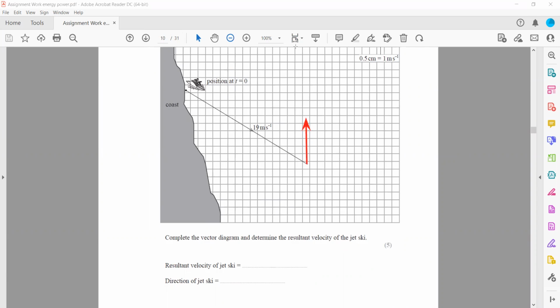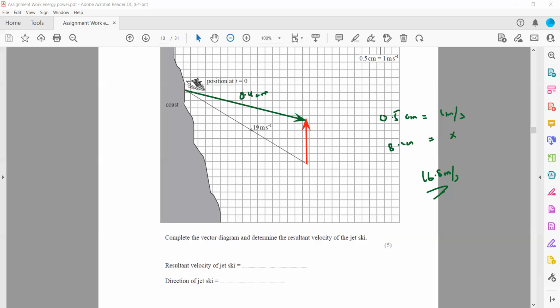Now, how to get the resultant? The resultant is from the tail of the first to the head of the last. That will be our resultant. Now, what about the resultant velocity? So we will check how much. For example, say this is 8.4 centimeter. We have the scale that 0.5 centimeter is equal to 1 meter per second. So 8.4 centimeter will be x, cross multiply. This will be 16.8. So the 16.8 meter per second is the final.